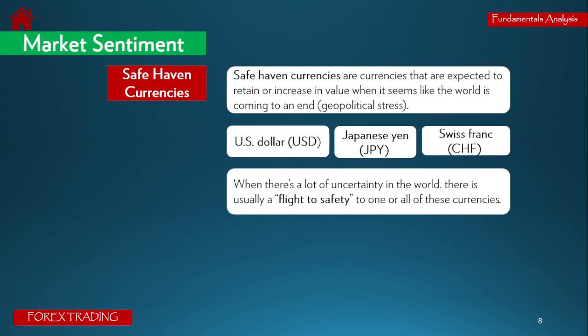So, what are safe haven currencies? Safe haven currencies are currencies that are expected to retain or increase in value when it seems like the world is about to end or there are some very severe geopolitical or economic situations. We have the US dollar, Japanese yen, and Swiss franc as safe haven currencies. When there's a lot of uncertainty in the world and in the economic market, there is usually a flight to safety to one of these currencies. So investors tend to go after these currencies when the economy is going down the drain or there are some severe negative consequences in the market.